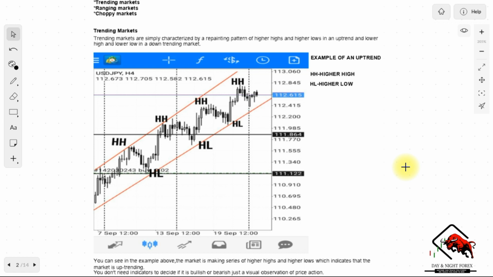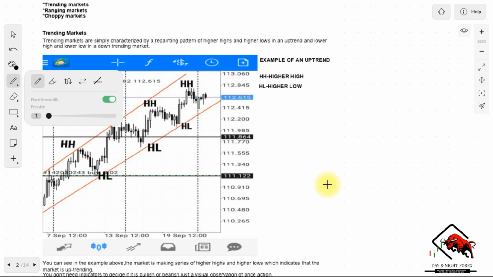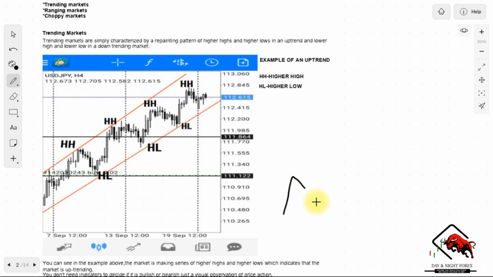Firstly, the trending markets are simply characterized by a repeating pattern of higher highs and higher lows in an uptrend, and lower highs and lower lows in a downtrend. In an uptrend, we have higher highs and higher lows. Let's say the market starts from somewhere here, and then it goes up, and pulls back, and goes up again.